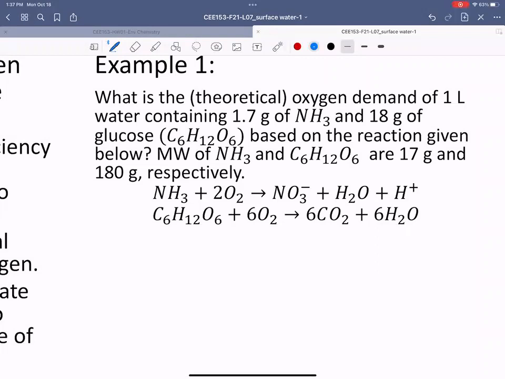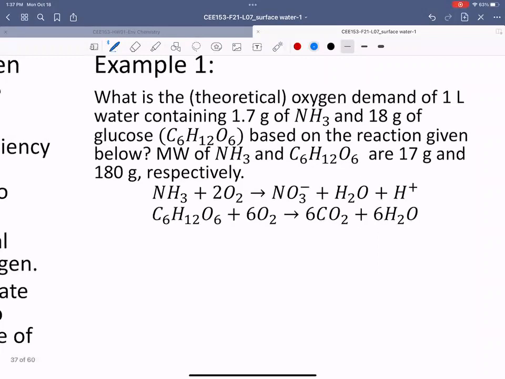Okay. So now if you see, both reactions use oxygen. So this is your oxygen demand. How much oxygen is being demanded based on how much ammonia or glucose is there. So based on this redox reaction, let's calculate. So BOD, the amount of ammonia given is 1.7. Let's do the first one.